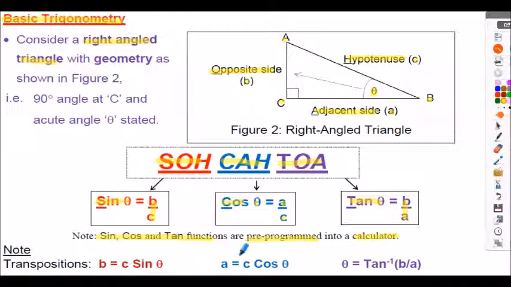We will also need to transpose these equations. So if we want to find b from the sine function, we multiply both sides by c, and we can do a similar exercise for finding side length a from the cosine formula. And if we want to find angle theta, we could use the tan function. Theta is equal to the inverse tan of b divided by a. Again, all this work has been covered in a previous presentation, so if you need a recap on use of basic trigonometry, I would encourage you to review that presentation.